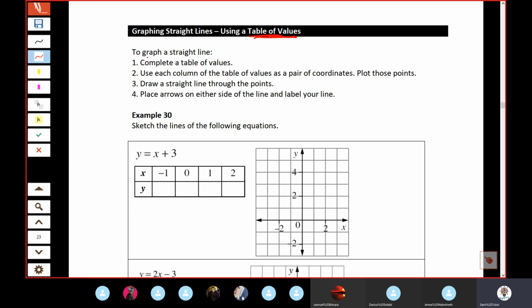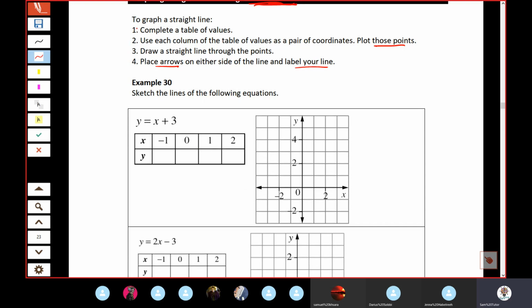So roughly these are some steps that I've got for you. To graph a straight line, complete a table of values. Use each column of the table of values as a pair of coordinates. So that would be one pair, that would be another pair, that's another pair, that's another pair. Plot these points, draw a straight line through the points, place arrows on either side of the line, and label your line. All right, let's do it. If you follow those steps, you should be able to get full marks every single time.